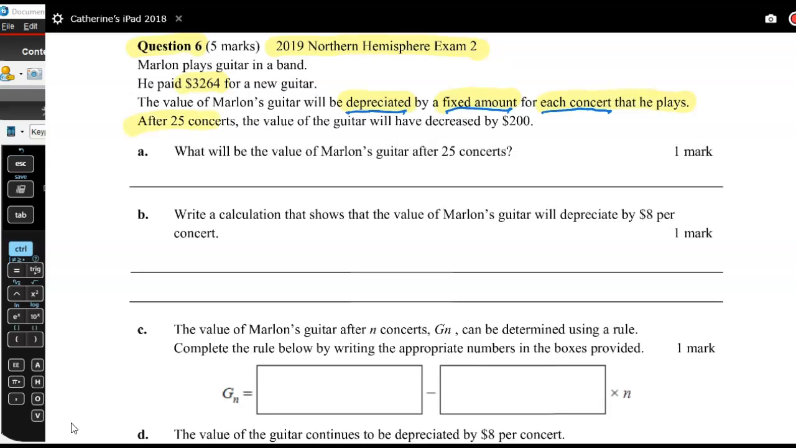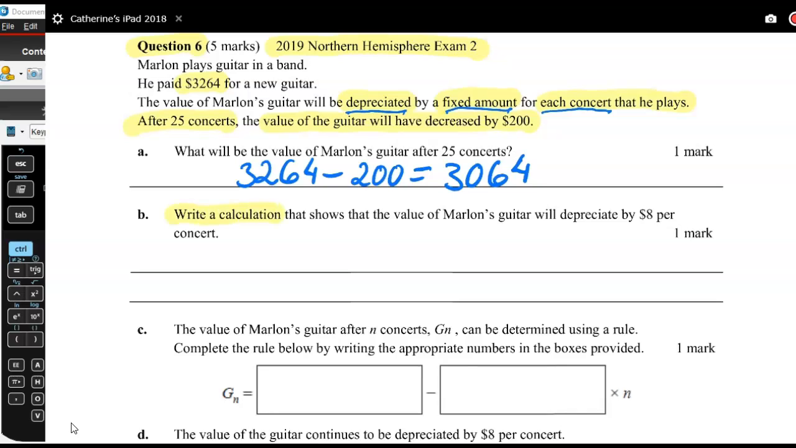After 25 concerts, the value of the guitar will have decreased by $200. So what is the value of Marlon's guitar after 25 concerts? That's $3,264, take away 200. The value is $3,064.